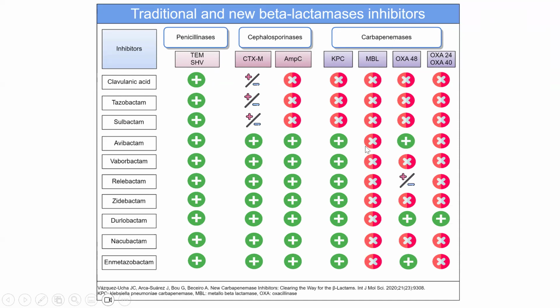OXA-48, but it doesn't inhibit metallo-beta-lactamases or OXA-24 or 40. Vaborbactam and relebactam have the same spectrum as avibactam, except they don't inhibit metallo-beta-lactamases. The newly approved durlobactam inhibits OXA-24, OXA-40 and OXA-48. That's why durlobactam is used with sulbactam for Acinetobacter, because in carbapenem-resistant Acinetobacter, the main mechanism of resistance is acquiring OXA-24 and OXA-40.